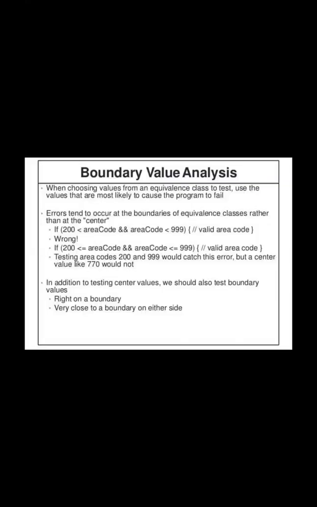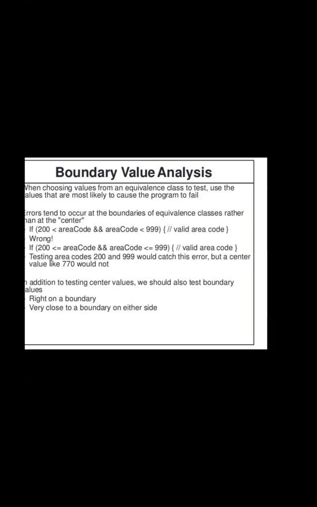In boundary value analysis, how we perform the boundary conditions means, for example, if you are checking a mobile number, errors tend to occur in the boundaries of equivalence classes rather than the center. So if you give the minimum range and maximum range, there won't be any issues. If you give one value less than the boundary and one value above the boundary, and the logic is not correct, or if some hidden bugs are available, we can easily trace them out.